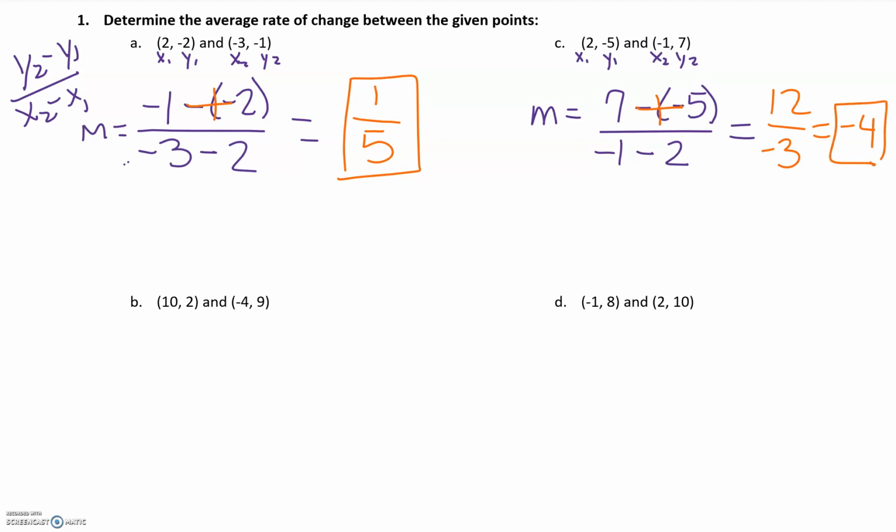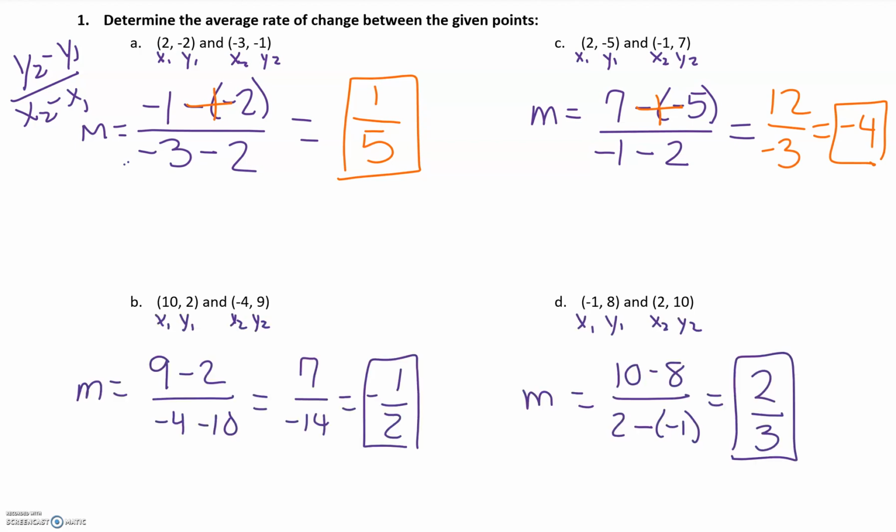All right, so go ahead, pause the video, do B and C. All right, you should be back. For B, you should get -1/2, and for C, you should get 2/3.